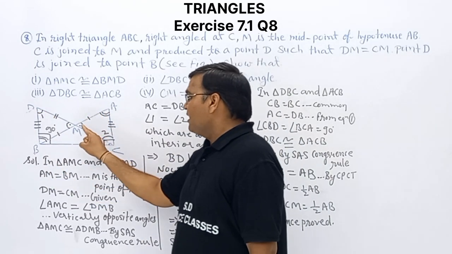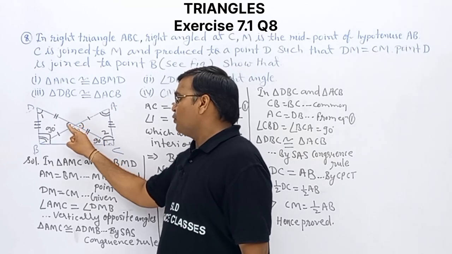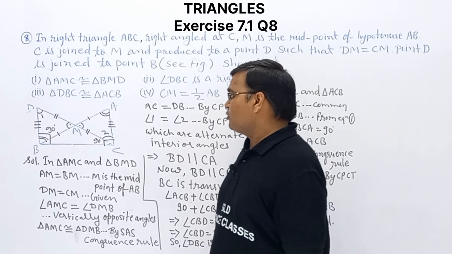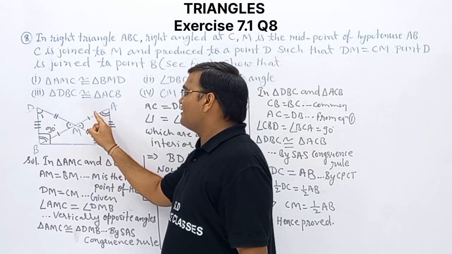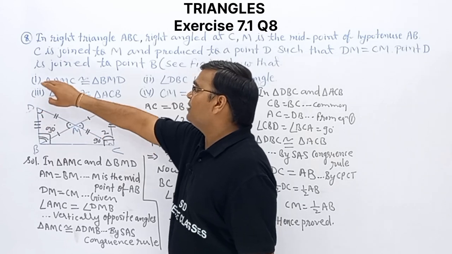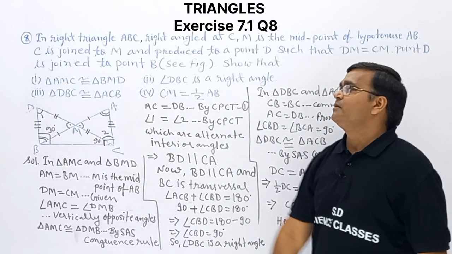So, for intersecting lines, vertically opposite angles are equal. So this angle will be equal to this one, and by the side congruence rule we can say this triangle is congruent to this one. The first question we proved.